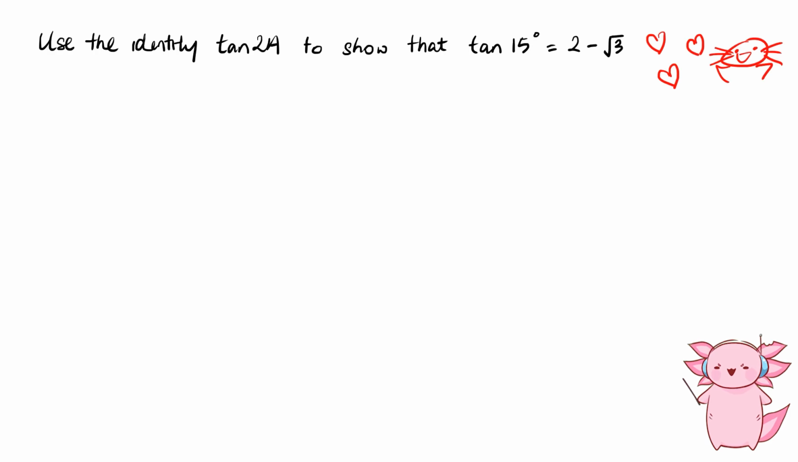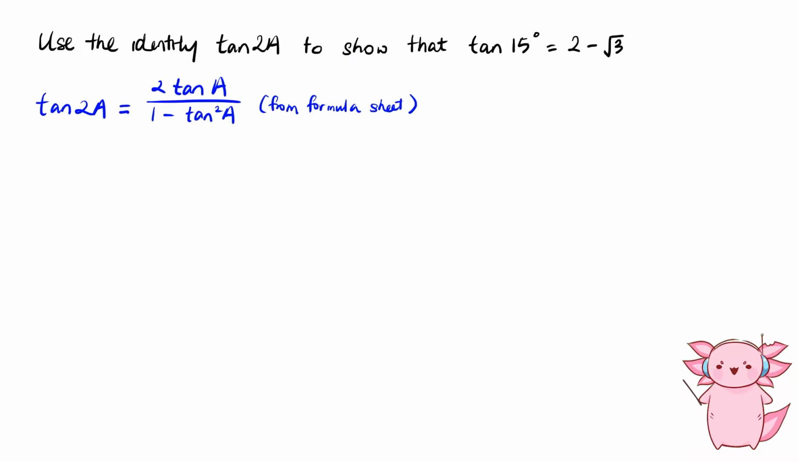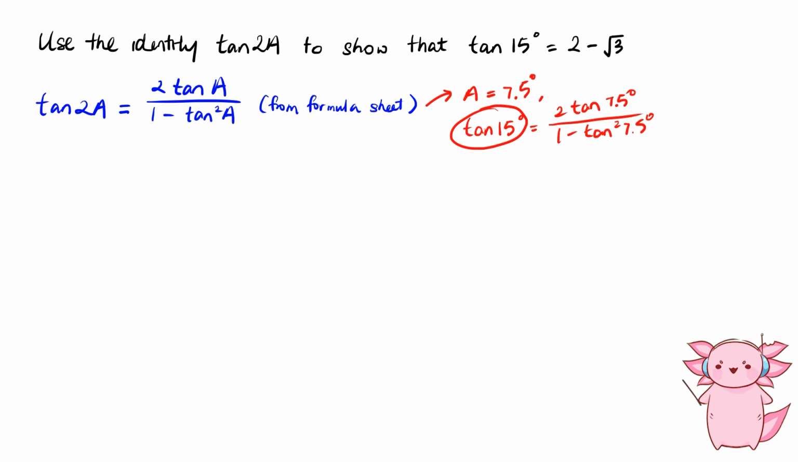Ah yes, now these are my favorite type of questions. Short, straight to the point, yet challenging. So let's take a look at the tangent 2a formula and ask ourselves, what value do we have to let a be? If we let a is equals to 7.5, on the left side we have tangent 15, but there's no way we can find the value of tangent 7.5 on the right side.